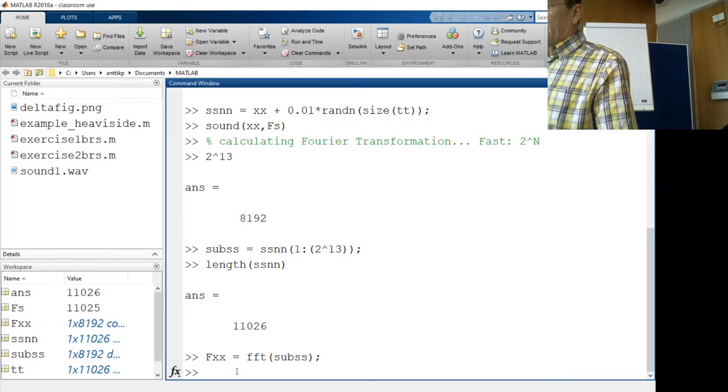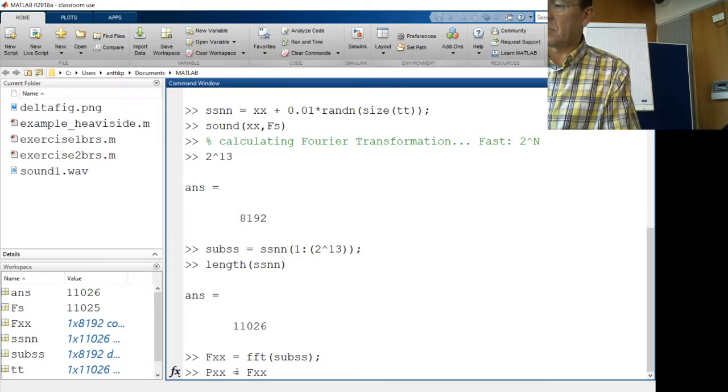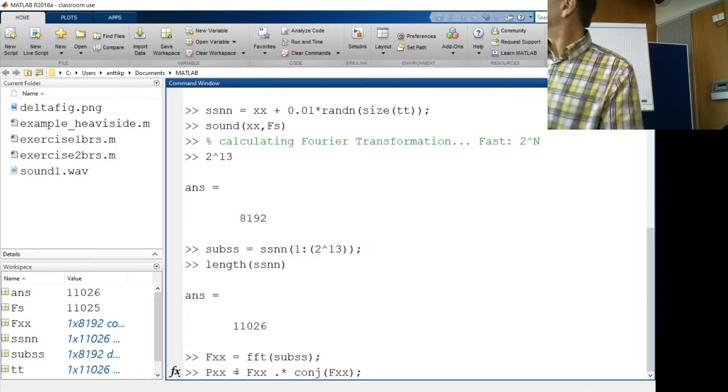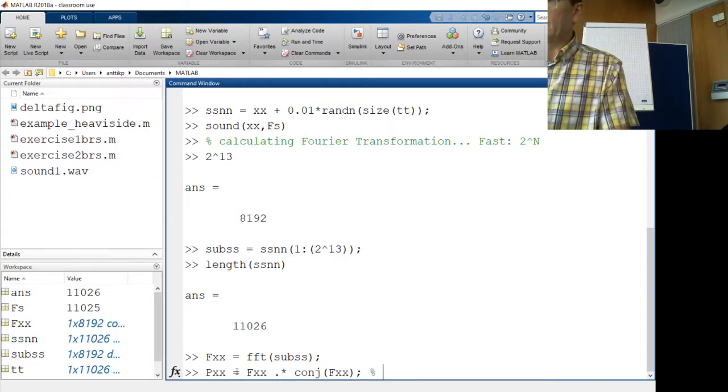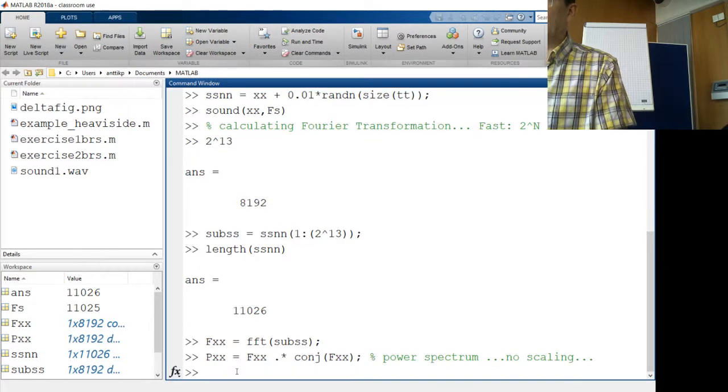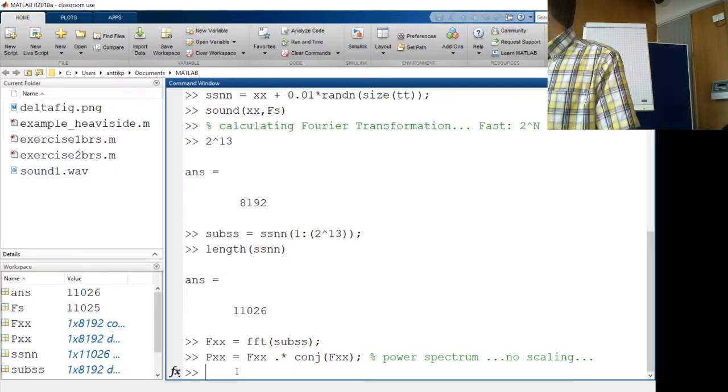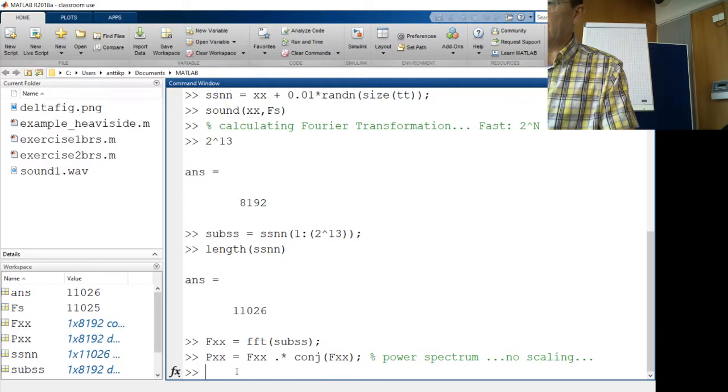To calculate the power of it, what we need to do is take this number and multiply each element with the complex conjugate of that one. So basically we are calculating the norm of fxx. And that's actually the power spectrum without scaling currently, arbitrary units. But anyways, it's directly proportional to the power. Okay. We could already start plotting it, and I'll just plot it for fun to see what it looks like.